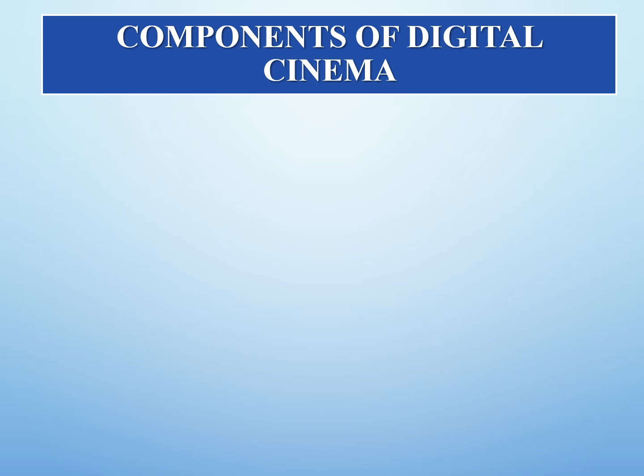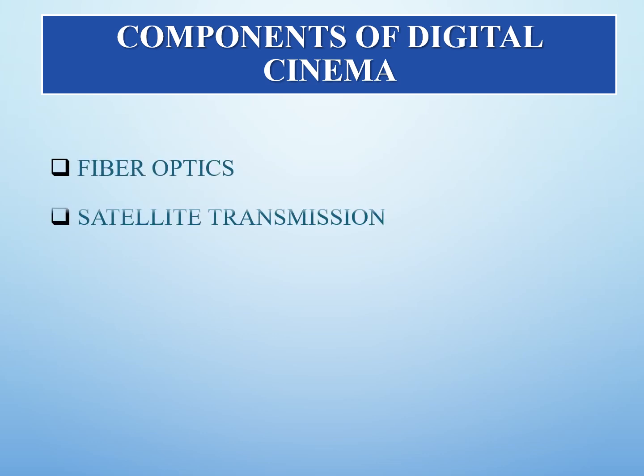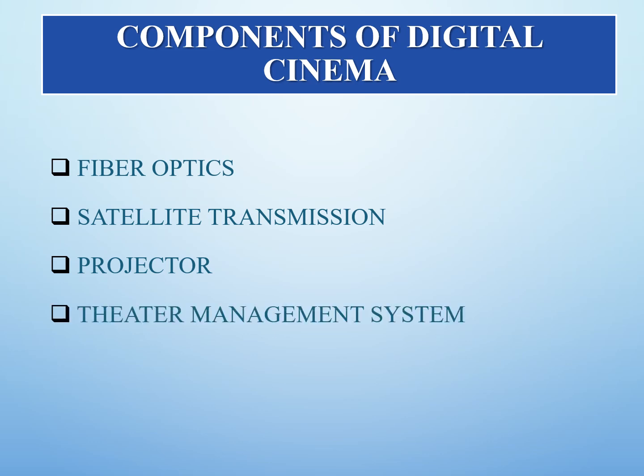Now let's learn briefly about the components of digital cinema. Components of digital cinema include fiber optics, satellite transmission, projector, theater management system, and speaker. So now let's see fiber optics. Some of them have a direct fiber termination option for connecting to the network. Satellite transmission: the cinema is ready to be distributed to the various movie halls. The digital data is sent electronically over the internet, leased lines and satellites.